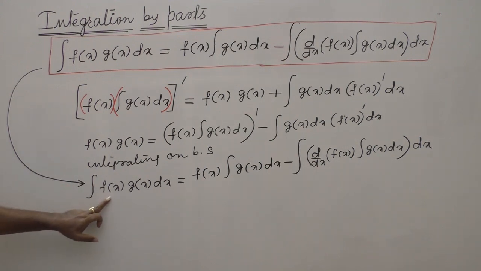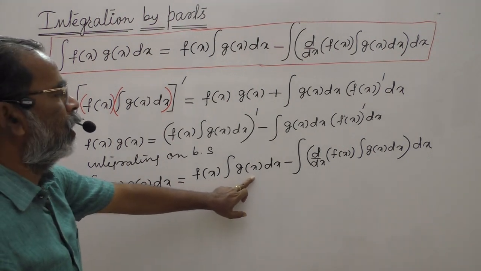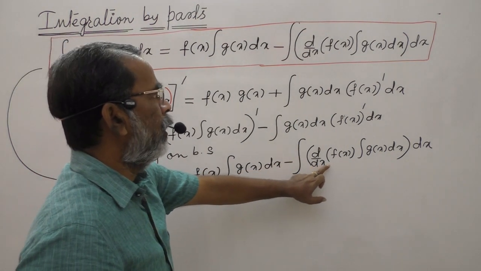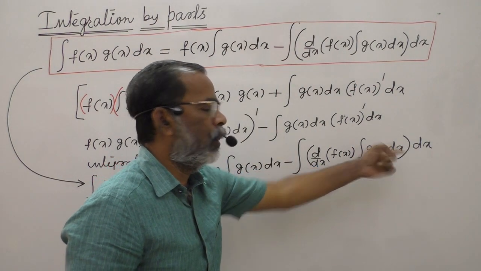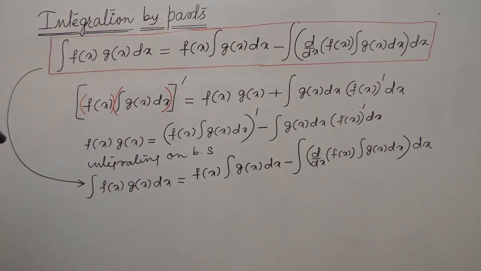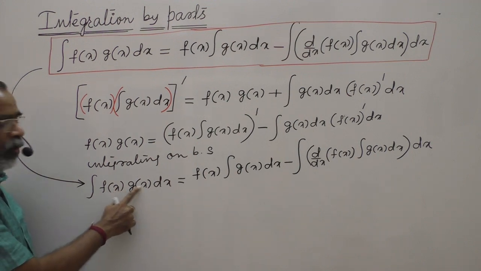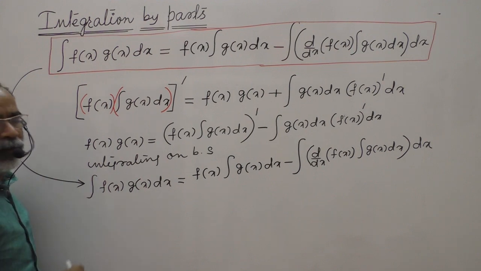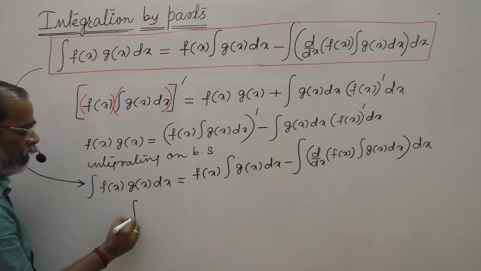So therefore integral f of x g of x dx is equal to f of x into integral g of x dx minus integral of d by dx of f of x into integral g of x, for the entire product, again integral dx. This is known as integration by parts. Here f and g are two functions. Here f is known as the first function, g is known as the second function. Instead of writing f of x, g of x, simply you can take uv.